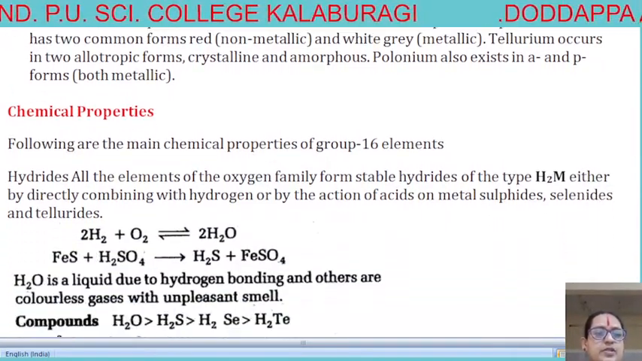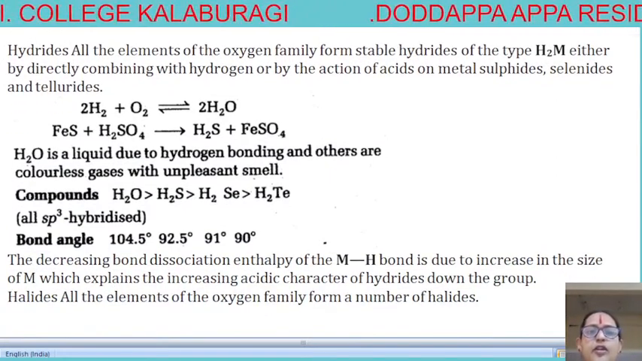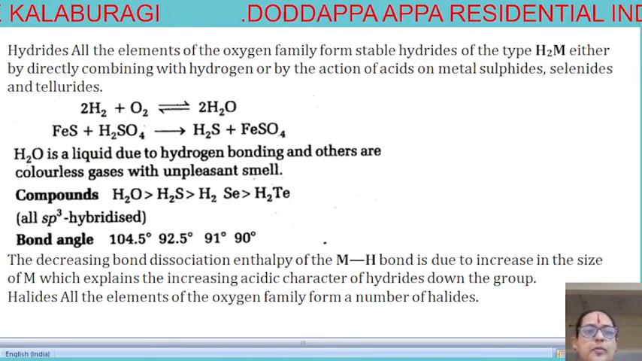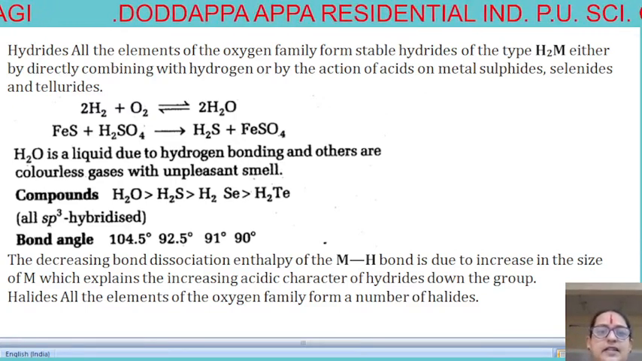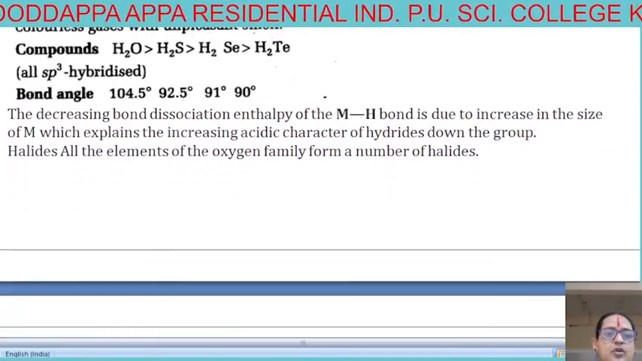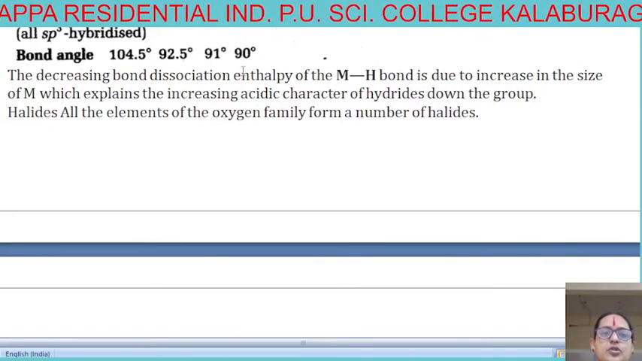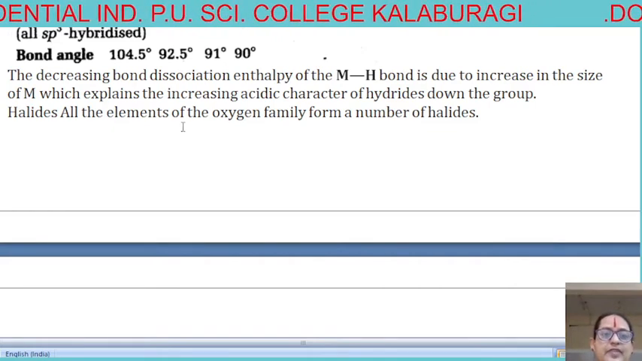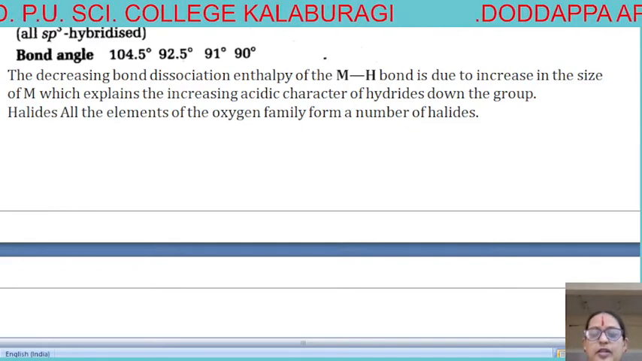Chemical properties we need to study now. They form hydrides. All elements of the oxygen family form stable hydrides of the type H2M, either by directly combining with hydrogen or by the action of acid on metallic sulfides, selenides and tellurides. Next, their bond angles go on decreasing as we move down the group. The decrease in bond dissociation enthalpy of the metal-hydrogen bond is due to the increase in size. That means as we go down the group, the bond is weakening, so we can break the bond easily.